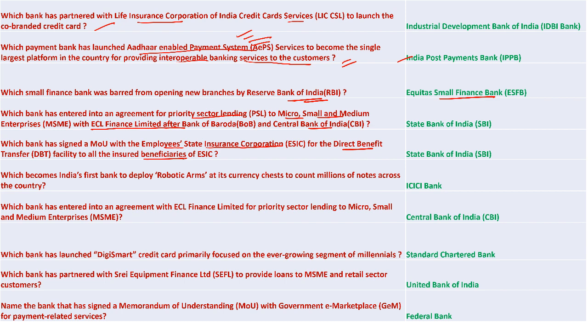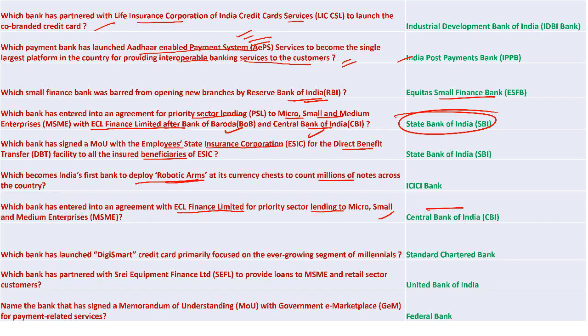ICICI Bank becomes the first bank to deploy a robotic arm at a currency chest to count millions of notes across the country. This was there in our current affairs also. Central Bank of India has entered into an agreement with ECL Finance Limited for priority sector lending. Yeah, so you will see this news here, the same part. The Central Bank and Bank of Baroda had already done it, then SBI joined. So that part of the news depends upon when it happened.